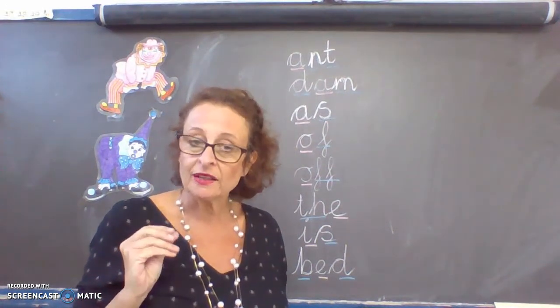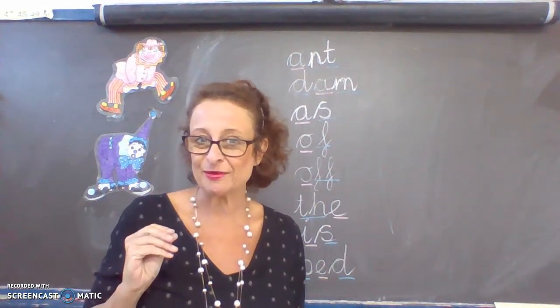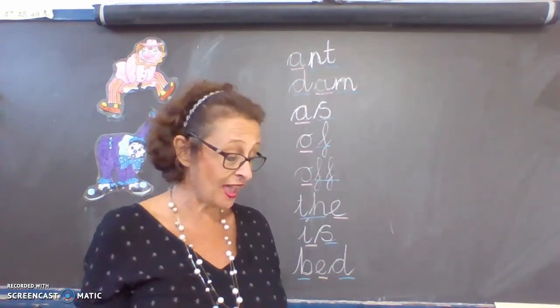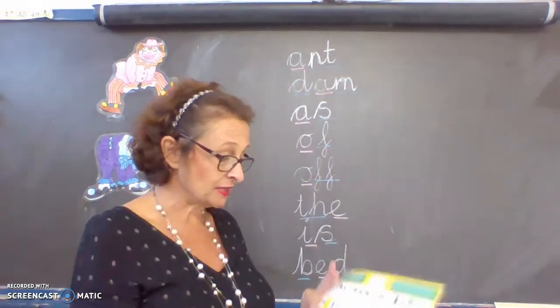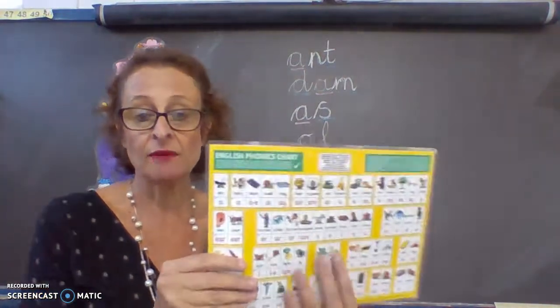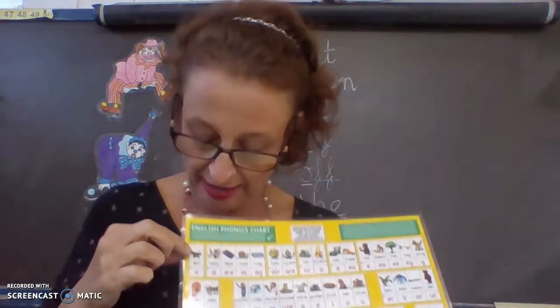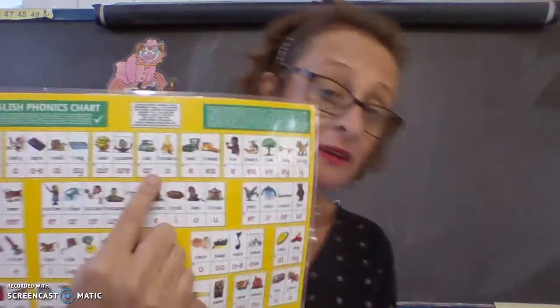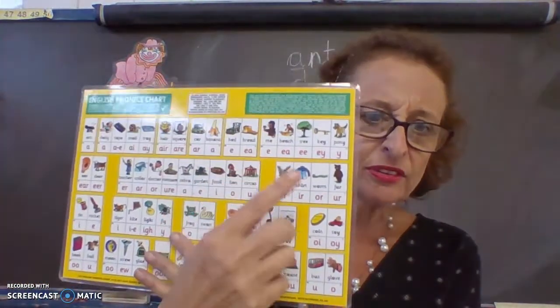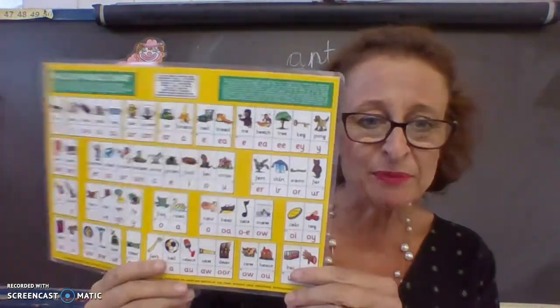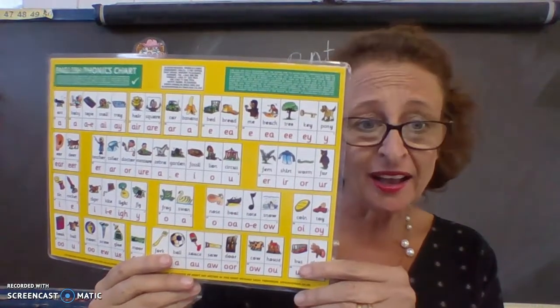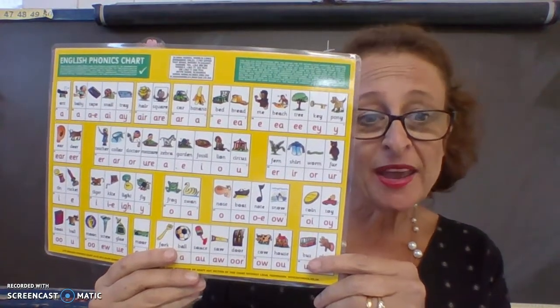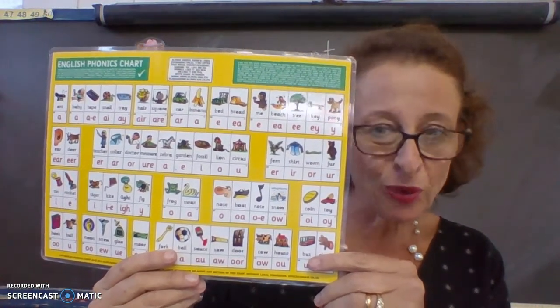But please, this is very important. When they are spelling, they must use the alphabet names, because the letter A can make many different sounds. It can make A as in ant, A as in banana, A as in baby, A as in zebra, and O as in swan.